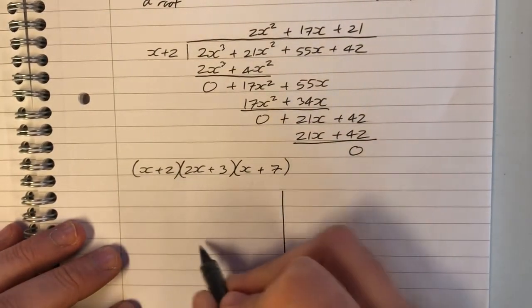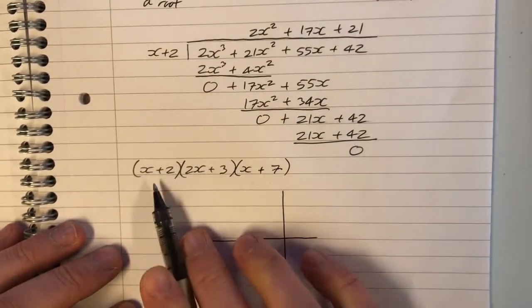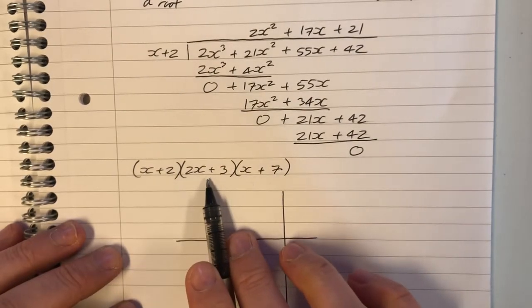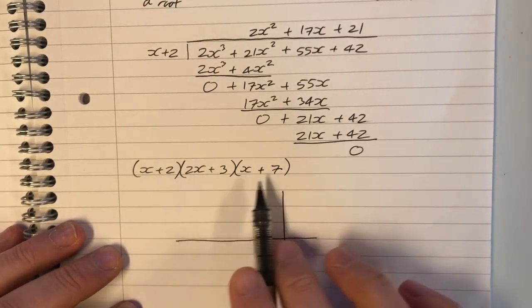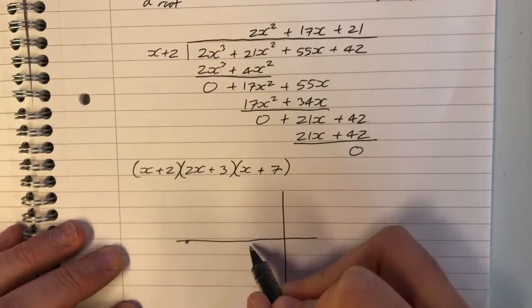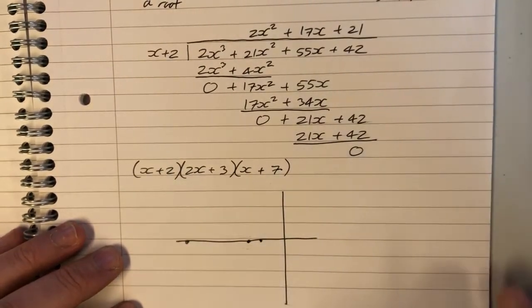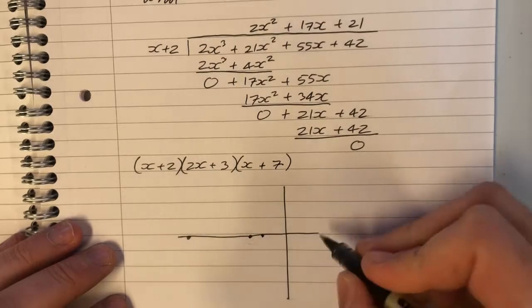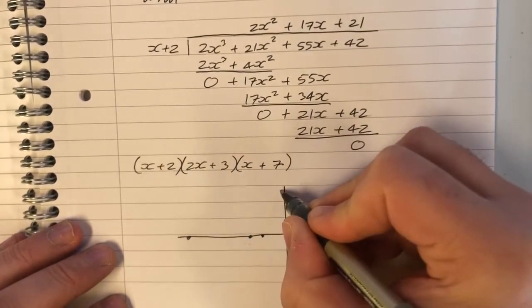So all three of my roots are negative. I've got minus 2, minus 1.5, and minus 7. So minus 7, minus 2, minus 1.5. Those are my three roots. Again, it doesn't need to be accurate, it is just a sketch.